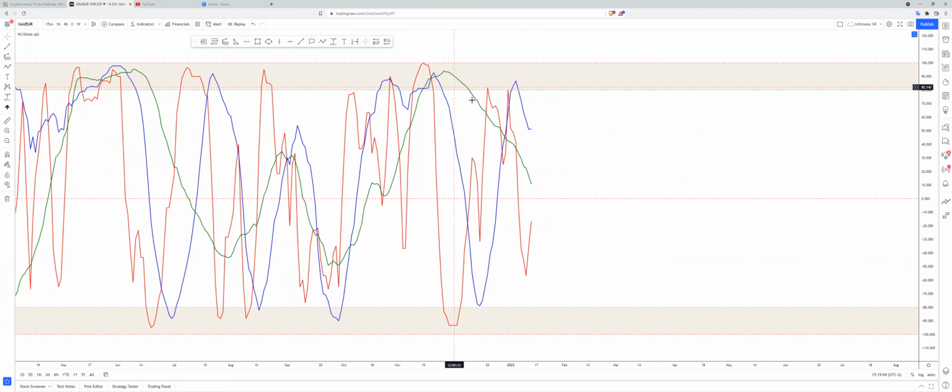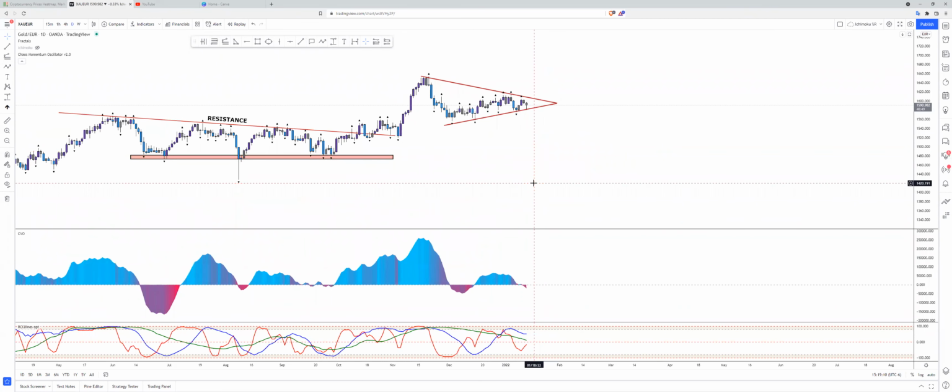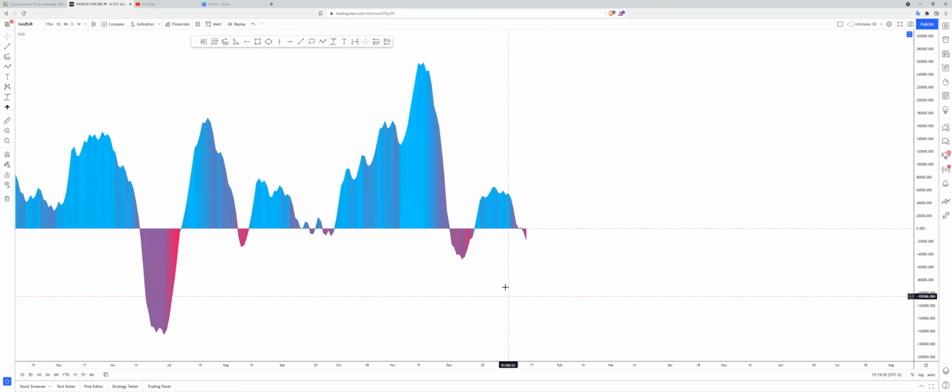But this is a lagging line anyway. This is flat, so that's good. And you got the red angling up. There is no divergence here, but there is an increase in demand slightly. Because if you notice here, this point is lower than this point. So there is an increase in demand there.